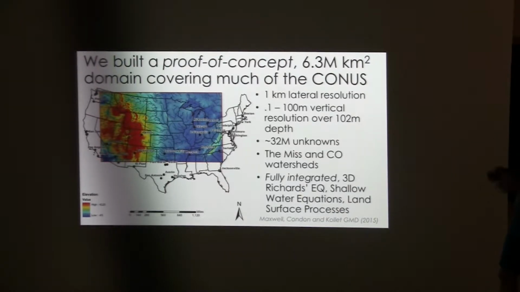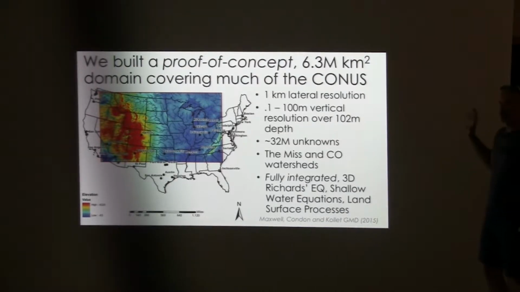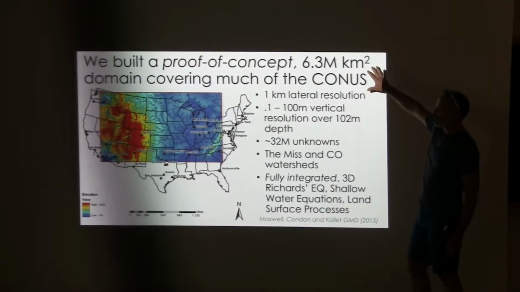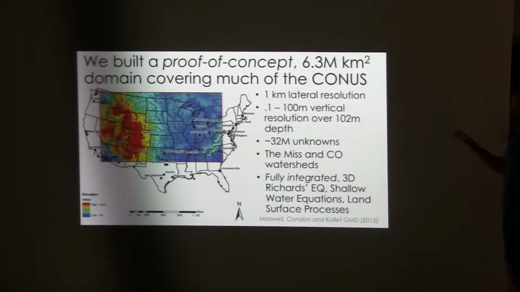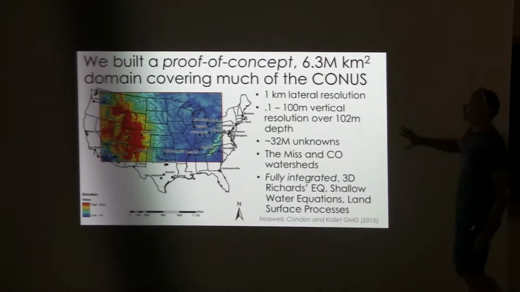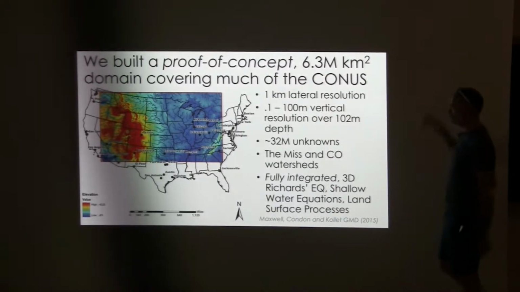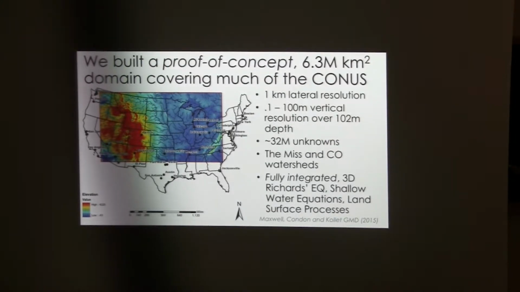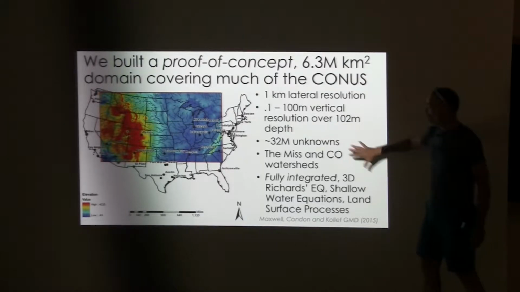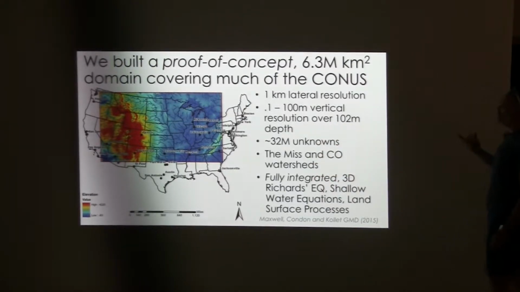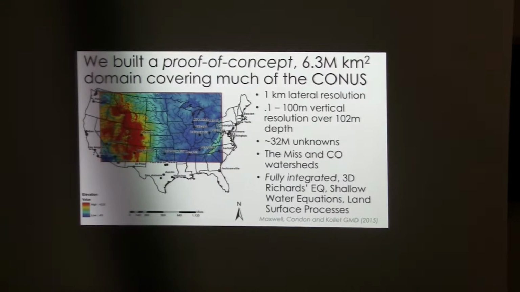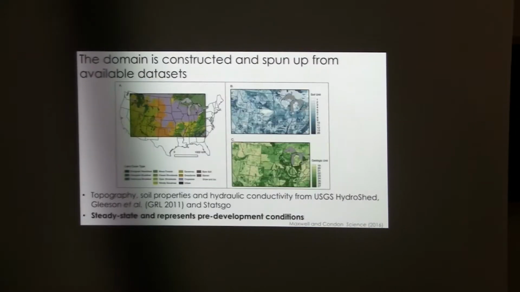So we built this proof of concept, didn't even really know if it was going to run: a 6.3 million square kilometer domain covering much of the CONUS. It's 1 kilometer lateral resolution, which you could argue is either very high at this scale or incredibly low resolution at finer scales. We use variable resolution over the vertical. It's actually not that huge. It's about 32 million unknowns. And we built it to cover the Mississippi and Colorado watersheds. And it's fully integrated: 3D Richards equation, shallow water equations, land surface processes.